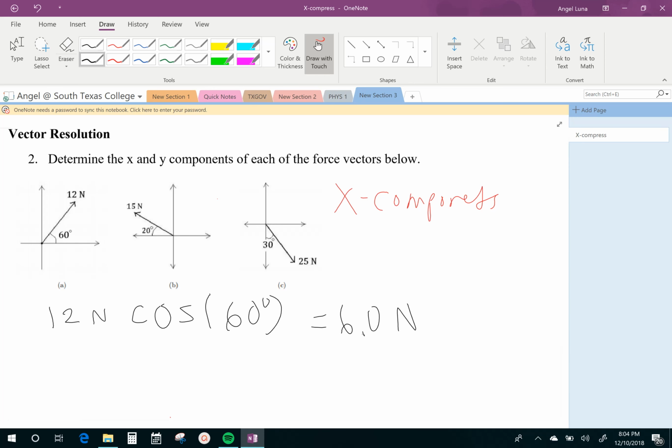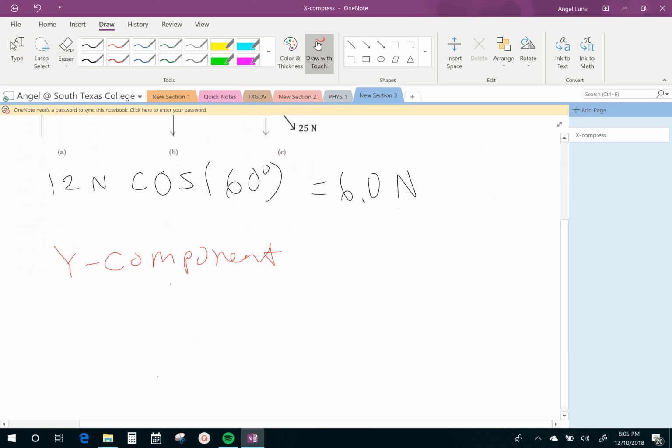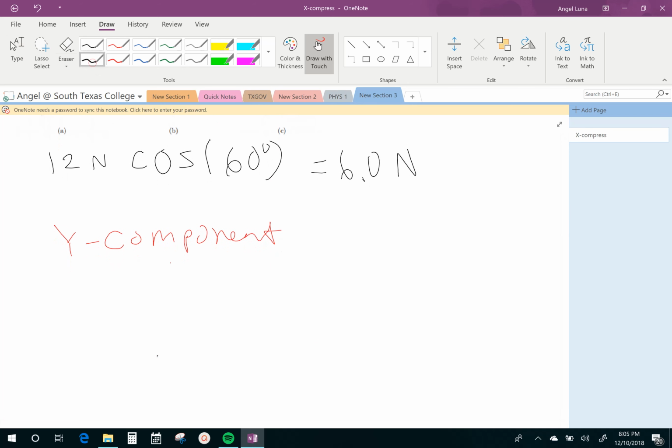Now, let's look for the y components. This is also fairly easy, which you're going to do pretty much the same thing. Get the magnitude of the vector, but this time you're just going to multiply it by sine of the angle. It's going to be 10.4 newtons.